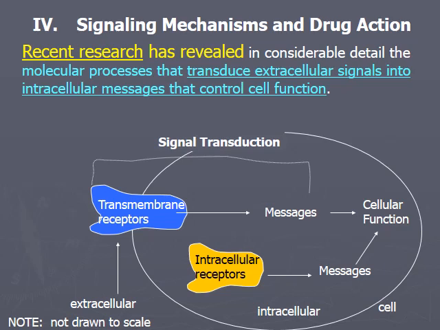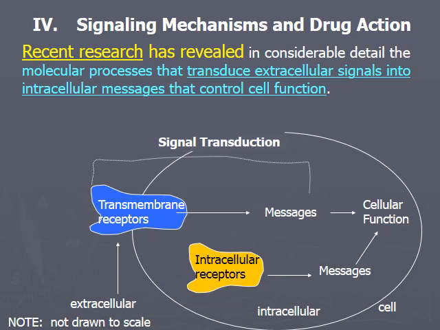Now, interestingly, there's probably hundreds or maybe thousands of drugs that you can potentially use in a patient. And they all are going to basically work either by stimulating a transmembrane receptor or by acting at an intracellular receptor. So you could just break down that 1,000 into groups of those which work at transmembrane receptors and those that work at intracellular receptors.